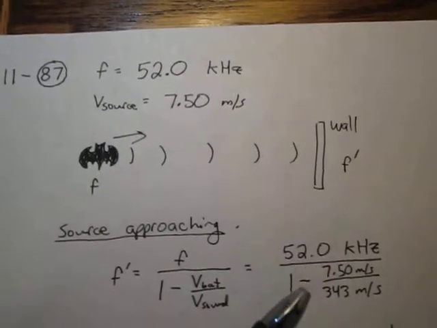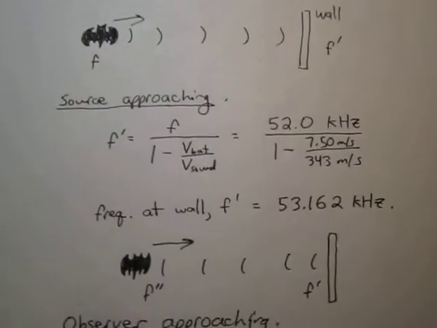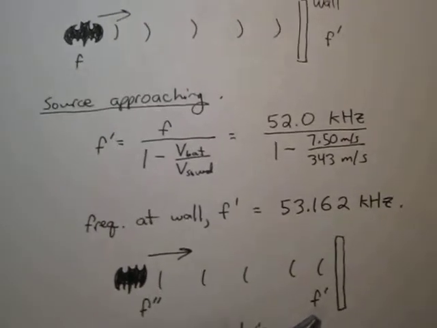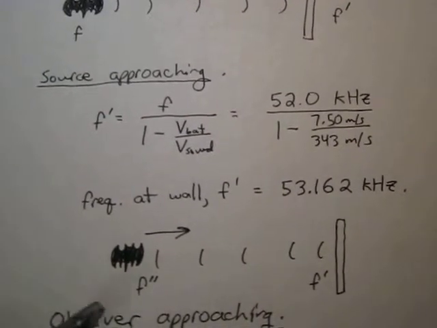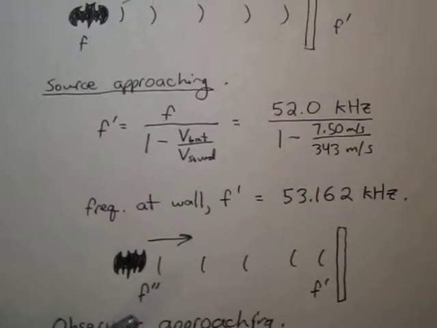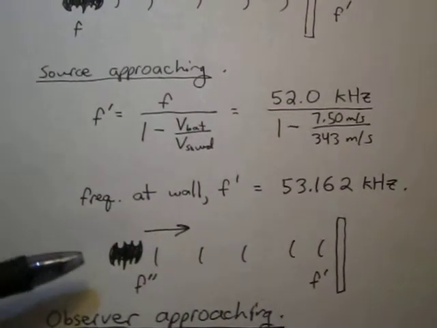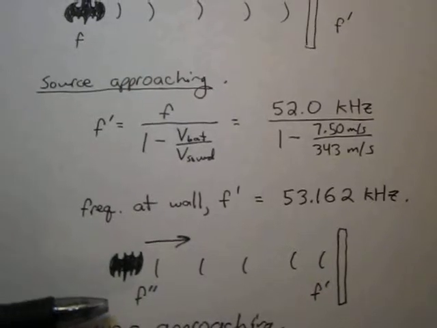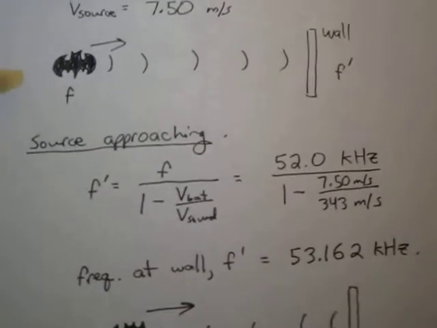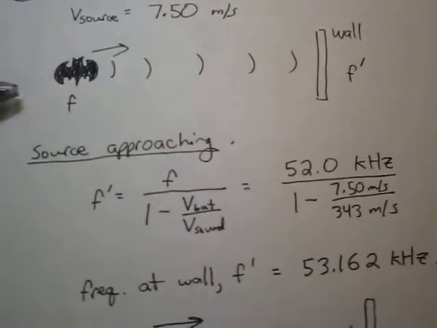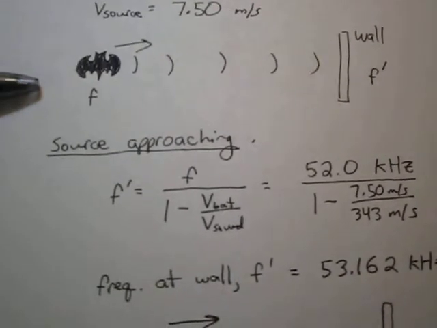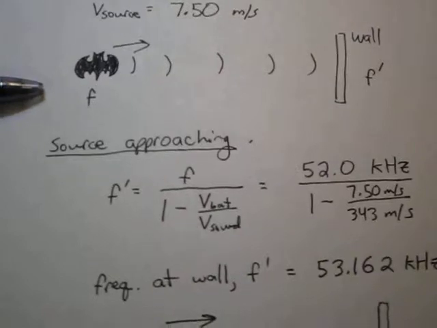We'll come back to that later. Then, the waves that are now at a frequency of f prime, they reflect back off the wall. The bat coming towards them will perceive them at a frequency of f double prime. So it's a two-part problem. First, we'll have to figure out what is f prime. What is the frequency of the waves as they hit the wall?